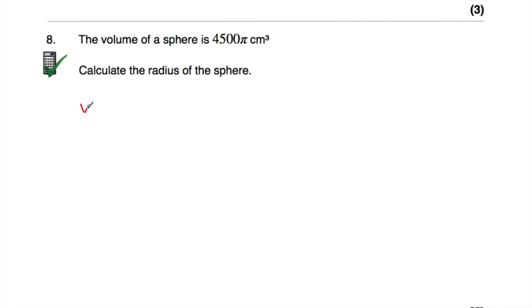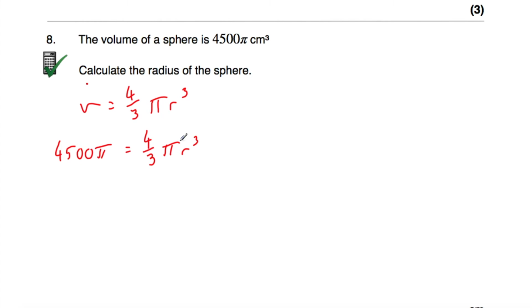So the volume of the sphere is equal to 4/3 pi r cubed. We know the volume is equal to 4,500 pi, so let's replace the volume with 4,500 pi, and that'll be equal to 4/3 pi r cubed. We want to find the radius of the sphere, so we just need to solve this equation and find r. So let's solve this equation.